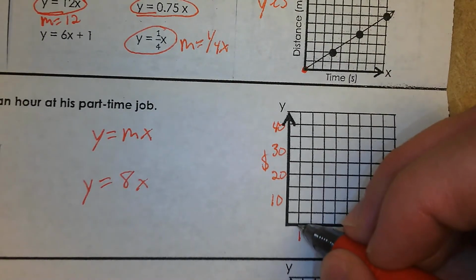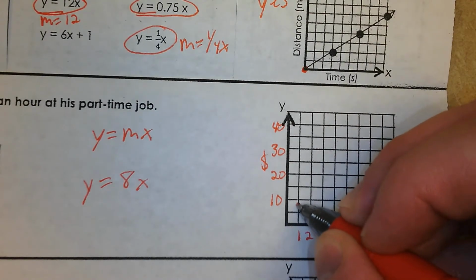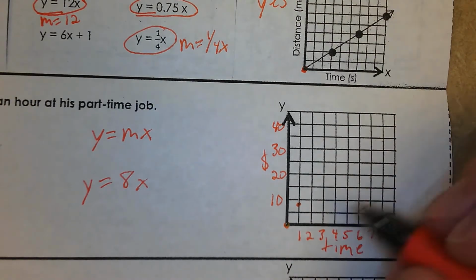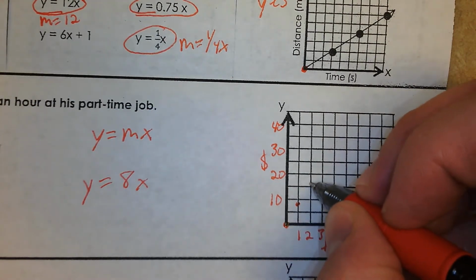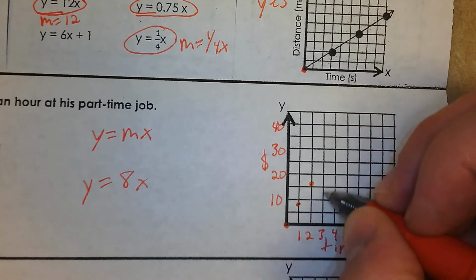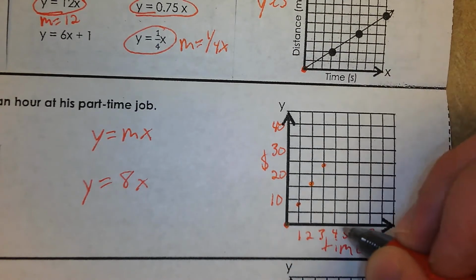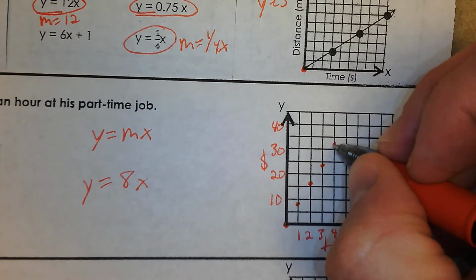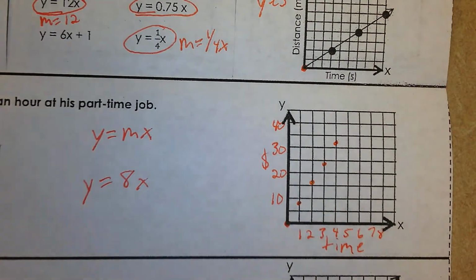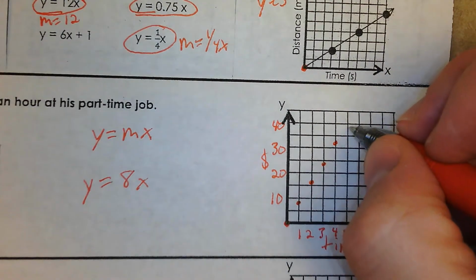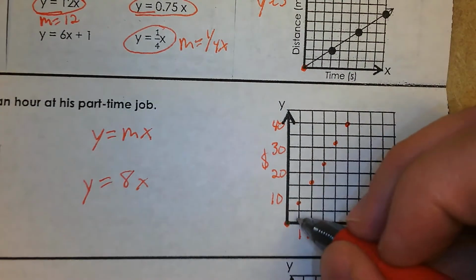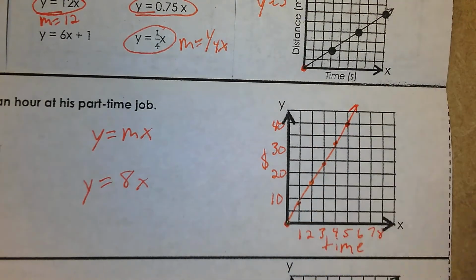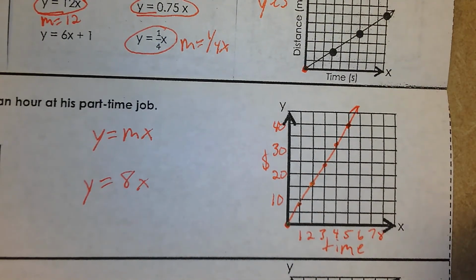So at 1 hour, he's going to make $8. And at 0 hours, he would have $0. At 2 hours, we would be at 16. At 3 hours, we would be at 24. At 4 hours, so 4 times 8 is 32. 5 times 8 is 40. So now we can get a graph that we can draw a line for. There you go. And that's all we're doing.